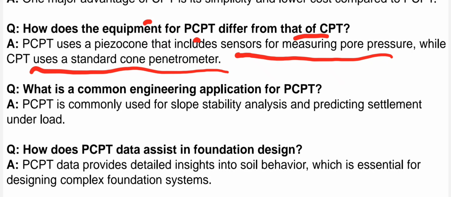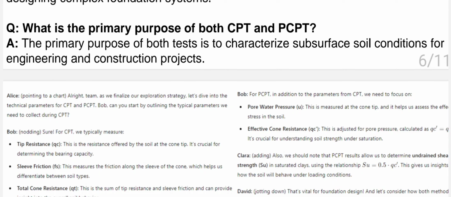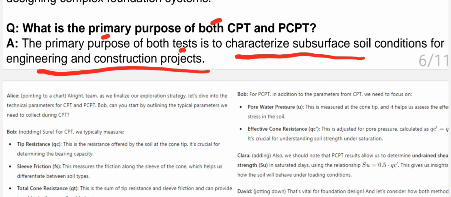What is a common engineering application for PCPT? PCPT is commonly used for slope stability analysis and predicting settlement under load. How does PCPT data assist in foundation design? PCPT data provides detailed insights into soil behavior, which is essential for designing complex foundation systems. What is the purpose of both CPT and PCPT? The primary purpose of both is to characterize subsurface soil conditions for engineering and construction projects.